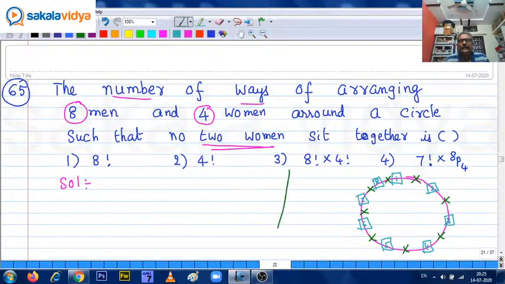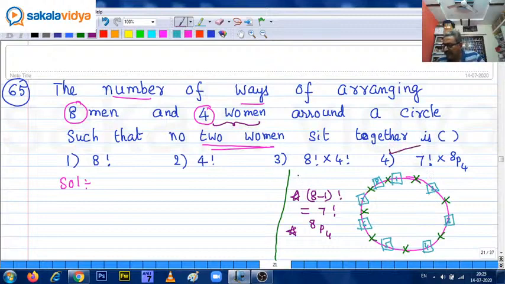First, you remember, these 8 men can be arranged in 8 minus 1 factorial, so that is equal to 7 factorial. Second, now 8 blank places are to be accommodated with 4 women. So that can be done in 8p4. So 7 factorial into 8p4 is the answer.